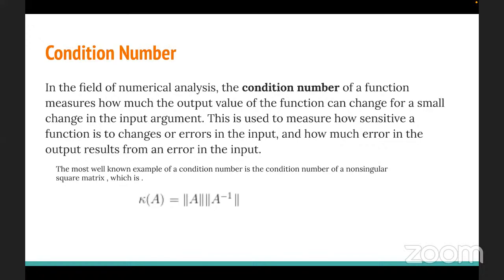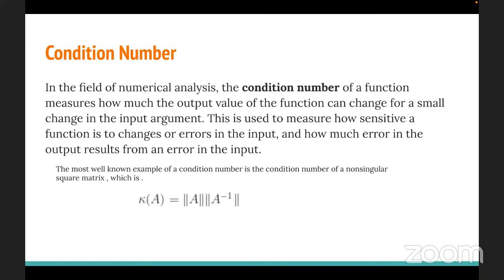Now the most well-known example of a condition number is the condition number of a non-singular square matrix. When you say a square matrix, it means n by n: 3 by 3, 2 by 2, 4 by 4. The formula for calculating the condition number of a matrix is built from norms. Say you have a matrix A. So K(A), the condition number of A, is the norm of matrix A times the norm of the inverse of A.